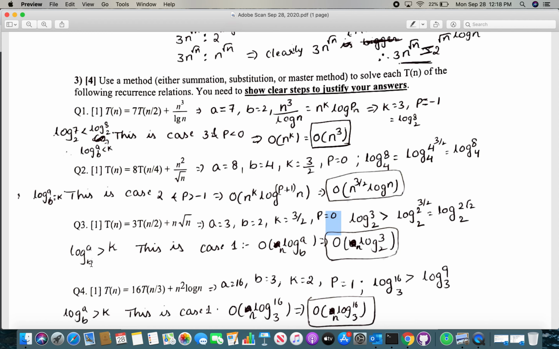So log a to base b is log 3 to base 2. For k, we'll be converting that into logarithmic form. After converting, it is log 2 root 2 base 2. So is 3 bigger or is 2 root 2 bigger? Clearly 3 is bigger. So it will be left dominant. If it is left dominant, this will be case 1.